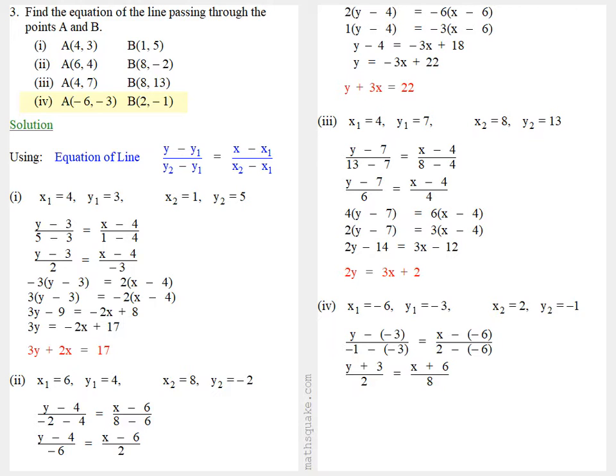Cross multiplying gives us 8 into (y plus 3) equals 2 into (x plus 6). We can divide by 2. 4 into (y plus 3) equals 1 into (x plus 6). If we expand the brackets, that gives us 4y plus 12 equals x plus 6. And if we subtract 12 from both sides, 4y equals x minus 6.